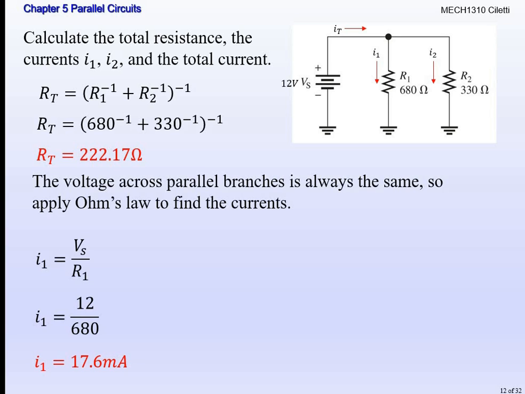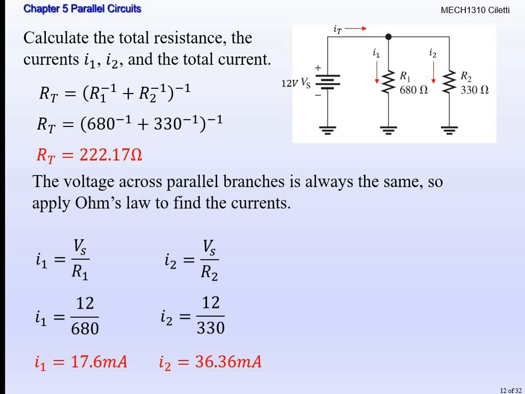Okay, we're going to apply the same law, Ohm's law, to find I2. I2 is going to equal Vs over R2. So we're going to get 12 divided by 330, which gives us 0.03636 or 36.36 milliamps.